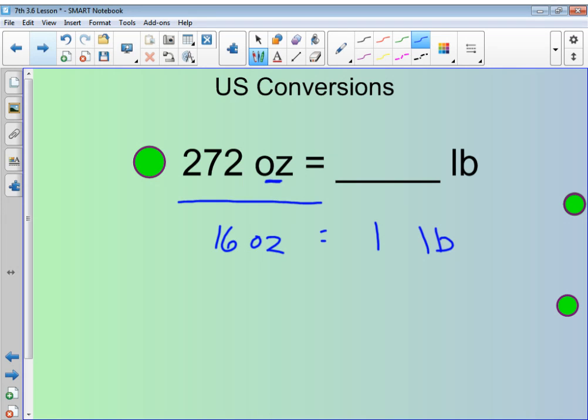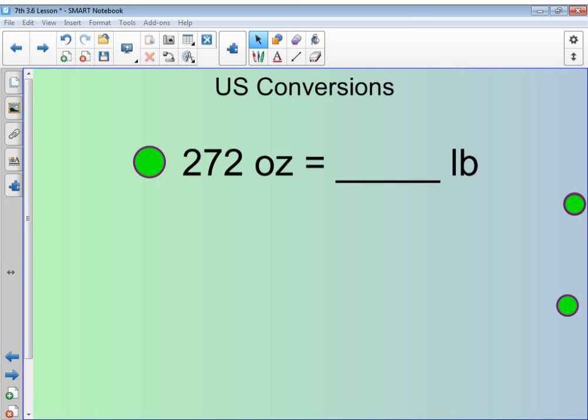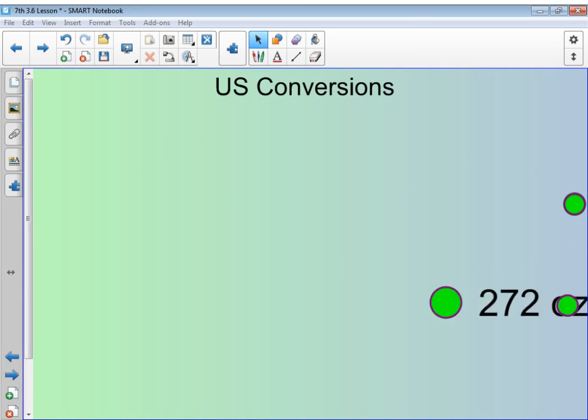Okay, so we're going to cross multiply. So 1 times 272 gives me the 272. And then I'm going to divide. So 272 divided by 16 gives me 17 pounds. Okay, and some of you might be able to look at that and just say, well, I know I'm going to divide by 16, and that's okay. I'm not saying you have to use a proportion, but I'm saying for those of you that maybe struggle with deciding, do I multiply or do I divide? You can set it up as a proportion to make it more visual, and it helps you be able to decide.